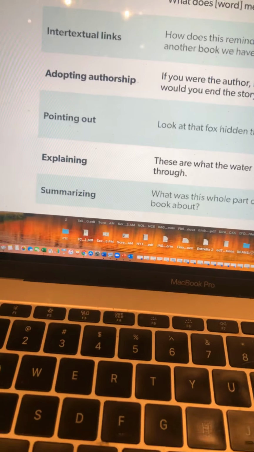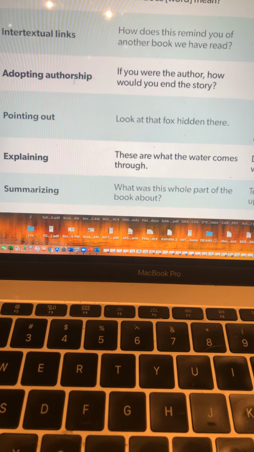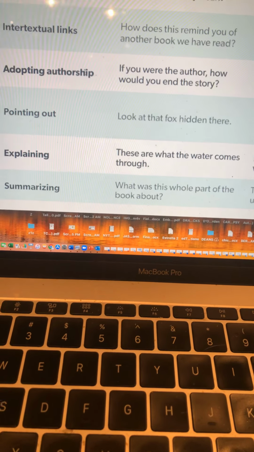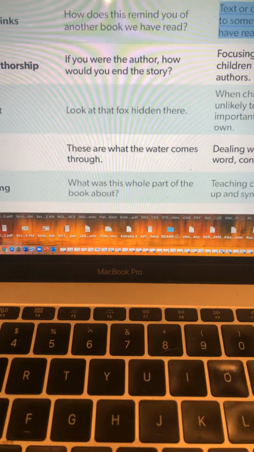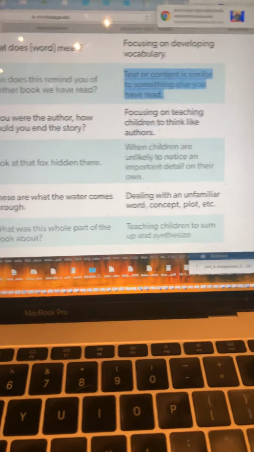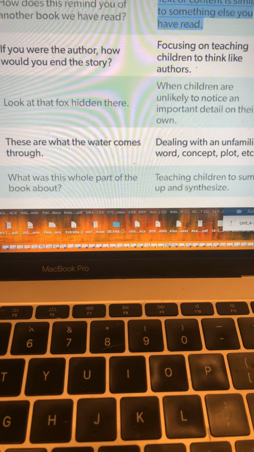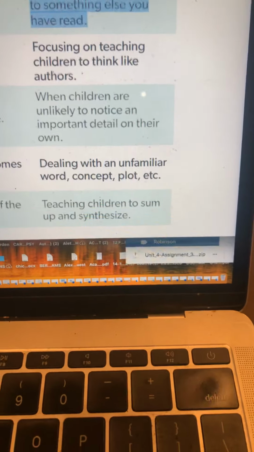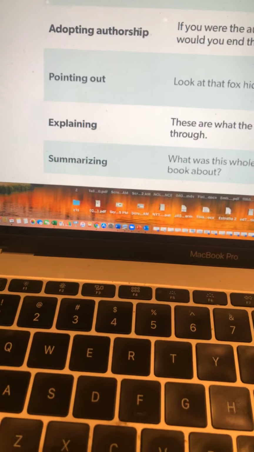Let's drop down now and go to adopting authorship. Sometimes you hear me say, what is the author's message? That's when I'm wanting you to put your feet in the shoes of the writer, or being an author. If you were the author, how would you end the story? Is a question you might ask. Or you can use my question. What do you think the author's message is here? What does the author want us to know? What does he want us to learn here? This is to be used when we're focusing on teaching children to think like authors or like writers.